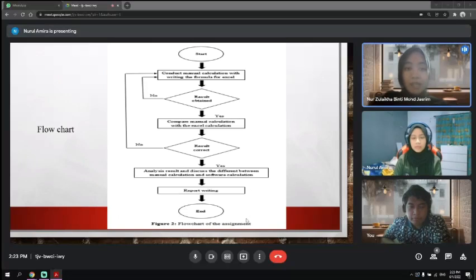Next, this is the flowchart of our project assignment. First, start. Second, conduct manual calculation and write the formula for Excel. After we get the result, we compare the manual calculation with the Excel calculation. And if the result is correct, we analyze the result and discuss the difference between manual calculation and software calculation. And lastly, we do report writing and finally, we submit the report.